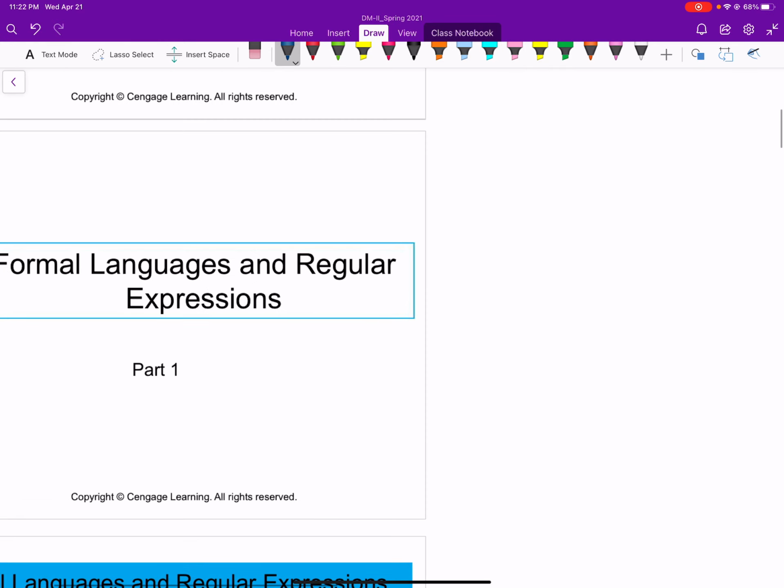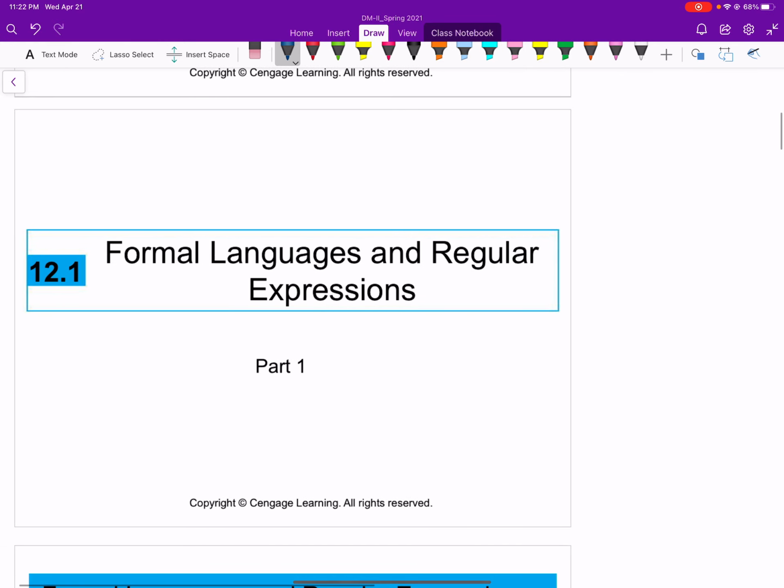Let's move to the first section. The first section is about formal languages and regular expressions. This is part 1 of the section. In the next day, I'm going to teach part 2.